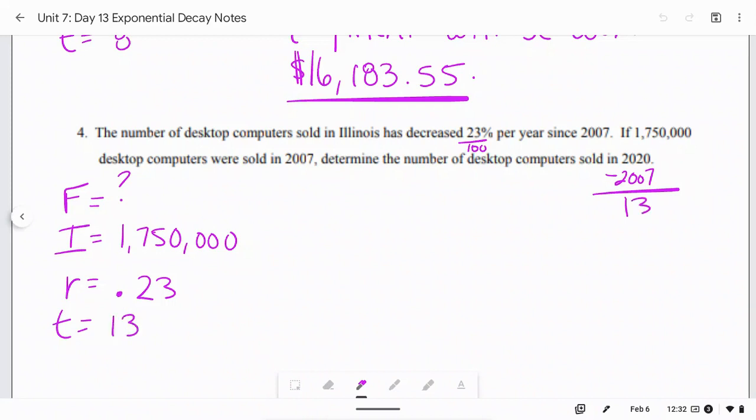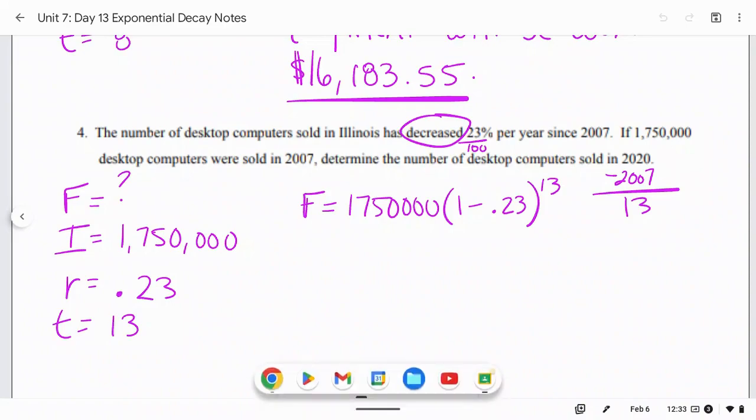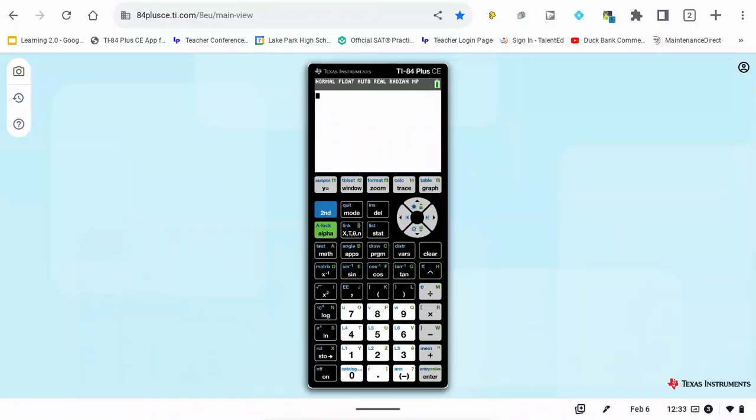I know that this is exponential decay because of the keyword decreased. So I'm going to have F equals 1,750,000(1 minus 0.23)^13. Now, since I'm talking about computers, I need to make sure that I round this answer to the nearest whole number. So grab your graphing calculator, clear out the old equation, and put in the new one.